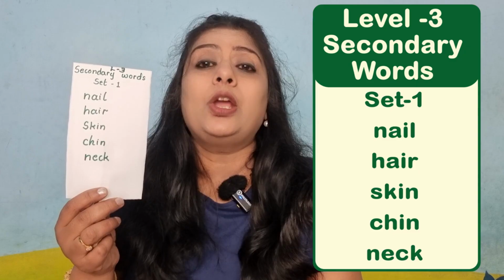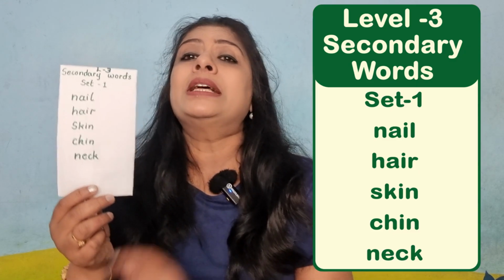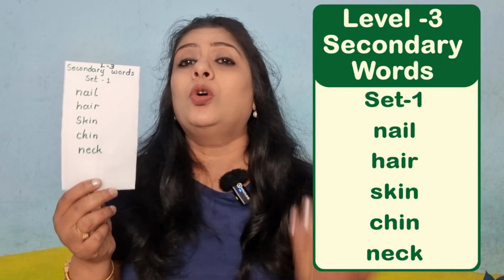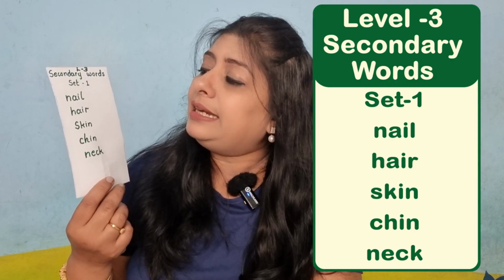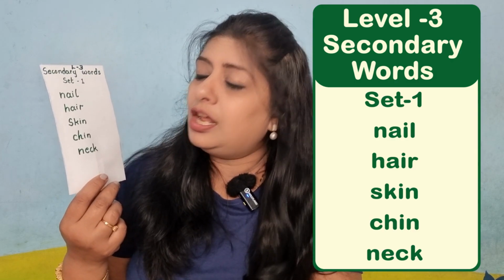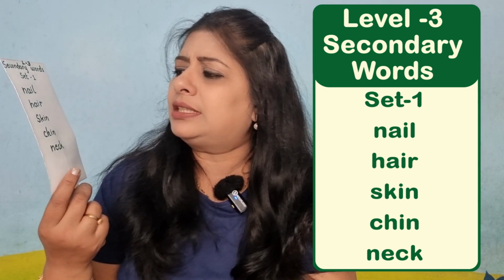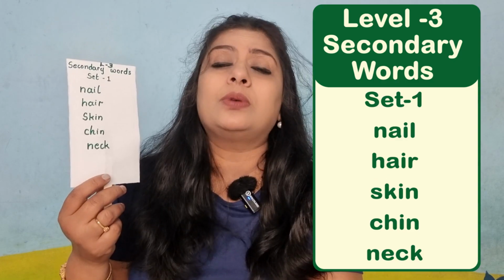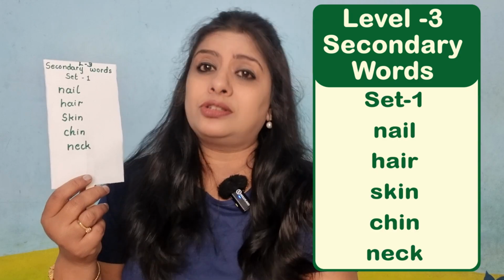Then the next level that we need to teach in our classrooms is level 3 words, that is secondary words set 1, and we can divide these words also into set 1 and set 2. What is secondary words set 1? So you can see these body parts: nail, hair, skin, chin, neck and many more like this. So it can be teeth, foot. All these words have either a long vowel sound or a consonant blending sound.